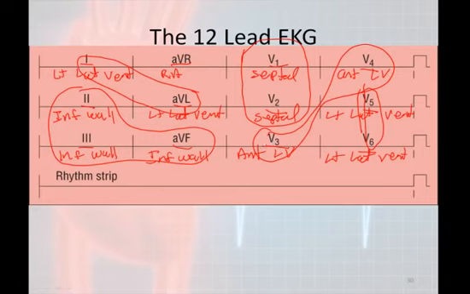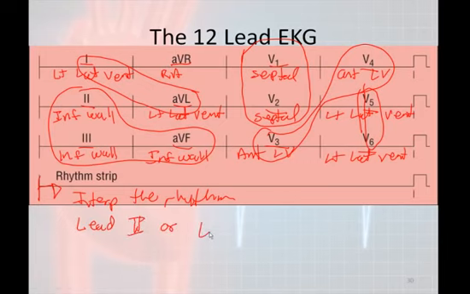Last thing I want to talk about here is the rhythm strip. The rhythm strip usually is going to be printed down here on the bottom at the same time that all of these leads are printed across the top. The nice thing about the rhythm strip is that it helps you interpret the rhythm. Normally, the rhythm strip is either lead 2 or, very commonly, lead V1.